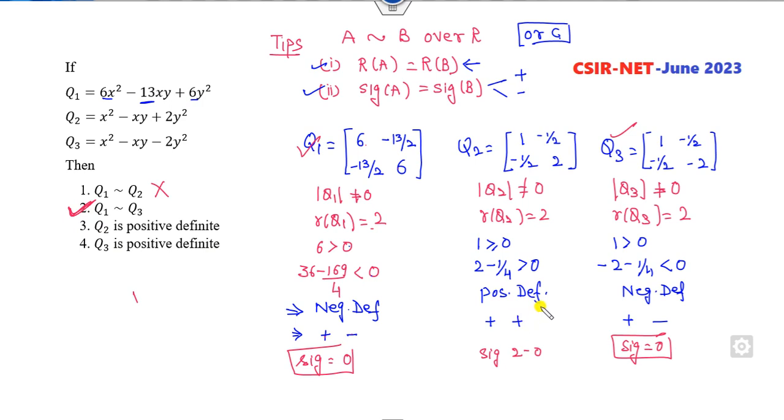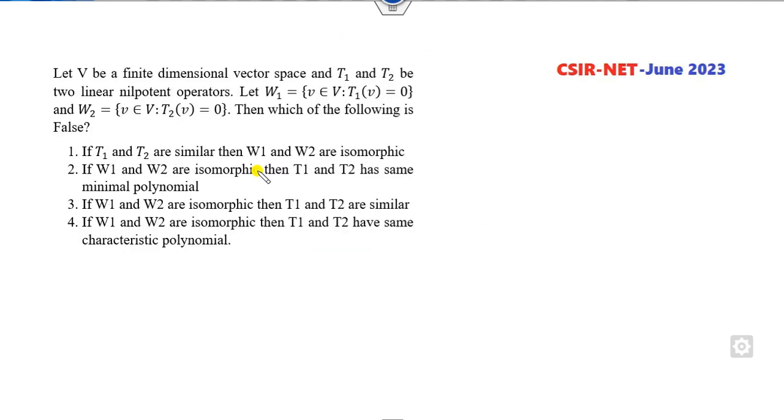Q2 and Q3 are positive definite. Only Q2 is my positive definite. So the right answers are B and C. Very simple elementary questions they asked in this June 2023 linear algebra.